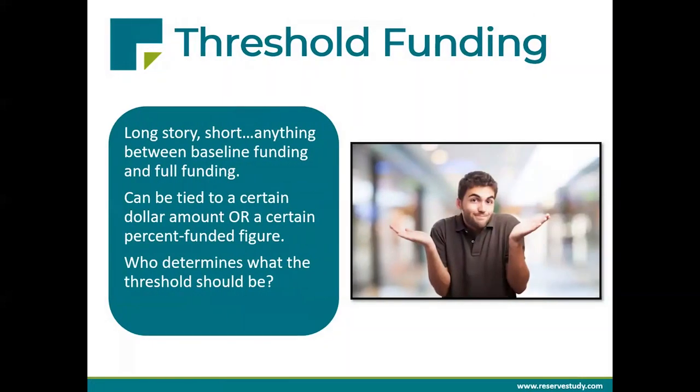Okay, just a few more slides here. I'm not going to spend a lot of time on this last option because I think it's fairly simple to understand. Basically, threshold funding means any objective between baseline and full, right? So in this scenario, you pick a target and then you design your funding plan accordingly. So for example, you could say, instead of getting to 100% funded, we want to aim for 70%, right? How much money will that take us to get there?